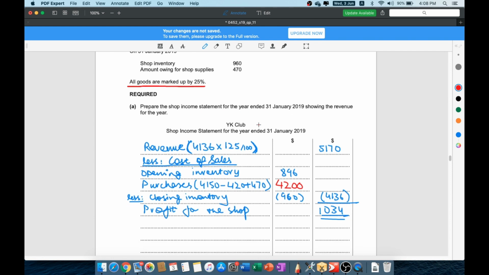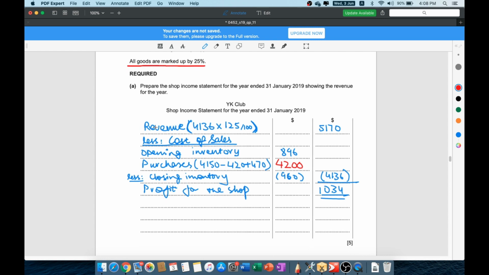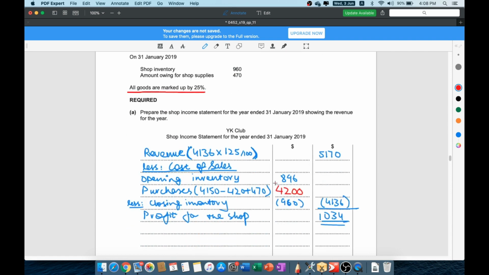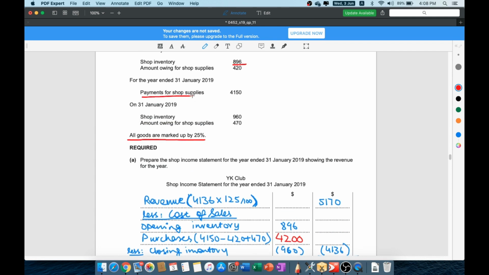Part A, prepare the shop income statement for the year ended 31st January 2019. So let's just ignore revenue for now, because first we will need to calculate the cost of sales. We start off with the opening inventory. He's given you that here, 896. So that is 896 opening inventory, and then for purchases, he's given you the total payment during the year, and we're gonna add 470 to it.